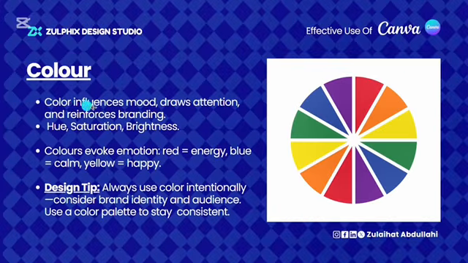So the next element is color. Color influences mood, draws attention, and reinforces branding. We have hue, saturation, and brightness, and colors invoke emotion. Red is for energy, used in danger or very passionate situations. It's a very passionate color, red. So it's usually used for very passionate emotions, and to try to guide users to a particular decision to make.